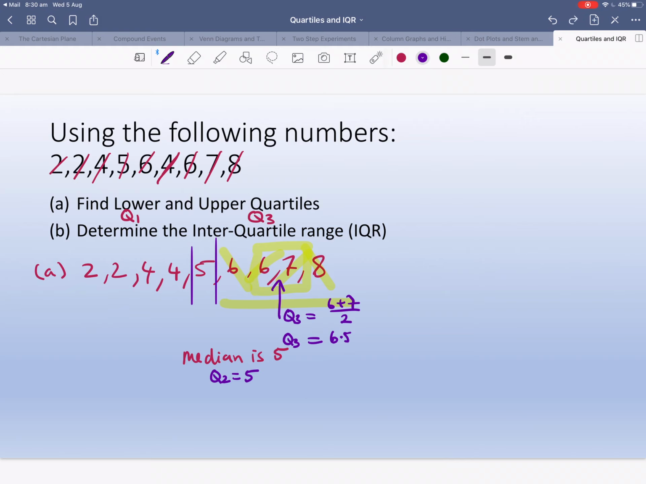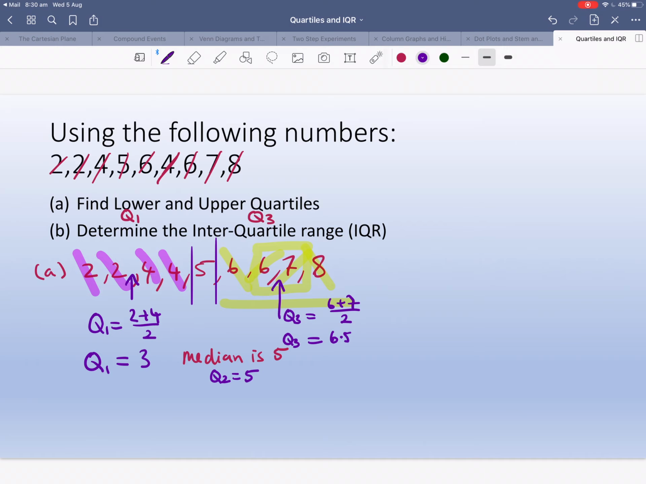All right. Now I'm going to have to do the same for the lower numbers. So I'm going to find the median of these ones, okay? Now we have 2 middle numbers. What do we do when there's 2 middle numbers? We add them together and halve them. So Q1, or the lower quartile, is 2 plus 4 divided by 2, and that equals 3. Now, many of you would have looked at these numbers and go, yeah, I know Q1 is 3 because that's the middle of 2 and 4, and you would be correct.